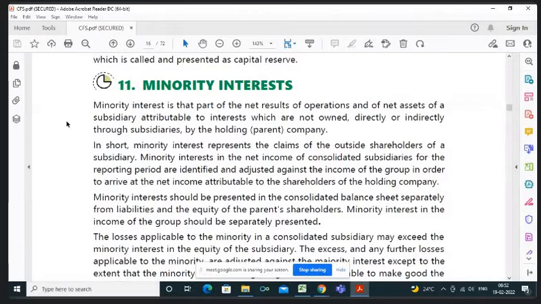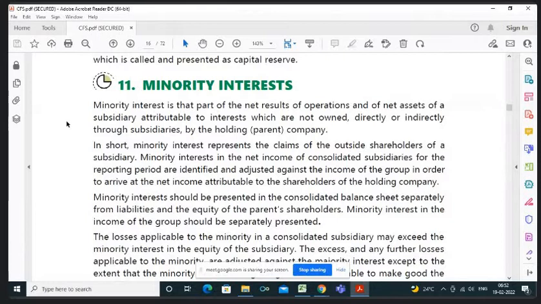As I told you, if the subsidiary's profit is 100 lakhs and minority shareholding is 20%, then 20 lakhs we should take to minority interest. 80 lakhs we should add with the profits of the holding company. Minority interest should be presented in the consolidated balance sheet separately from liabilities and the equity of the parent shareholders. Minority interest in the income of the group should be separately presented.